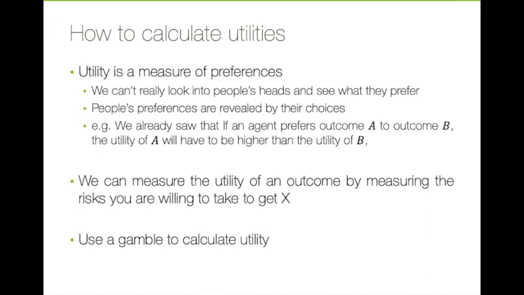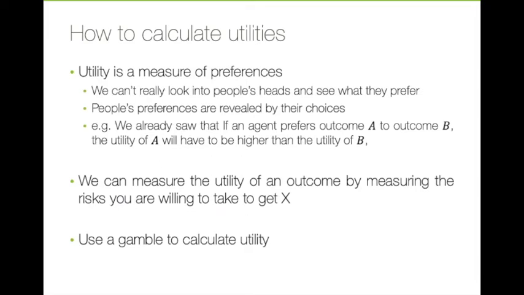Now, we already explained that utility is a measure of our preferences. But now there's a further question. How do we turn preferences into utility numbers of the kind that we assigned in the previous decision matrix? Those ones were given to us. But what if we wanted to figure out our own? Well, we can't really look into people's heads and see what they prefer or read off numbers from those preferences. But we can use people's choices to reveal their preferences.